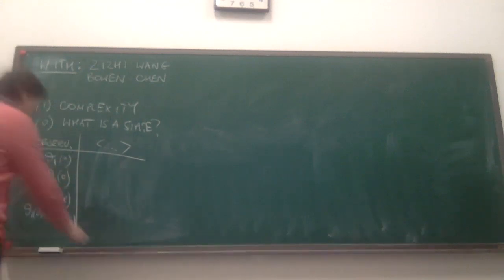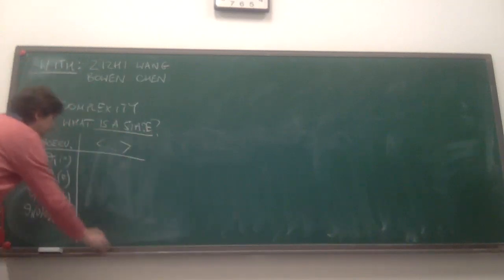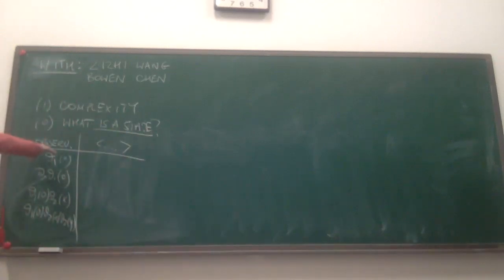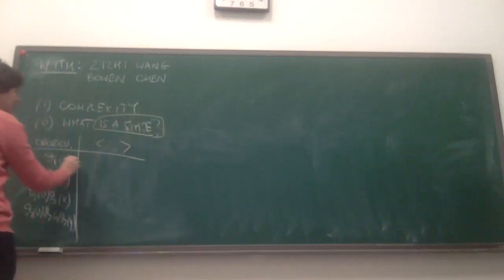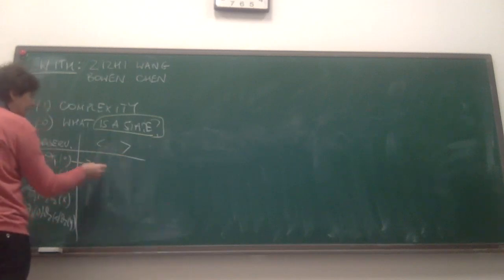So the answer to the question, what is a state, is that a state is a machine which takes these observables and returns expectation values. So a state is something that takes this observable and it returns an expectation value.